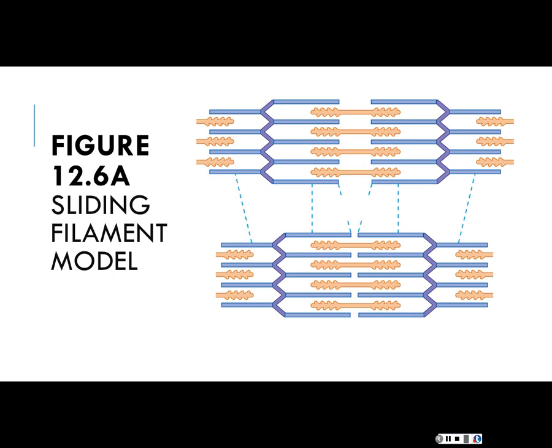And so where are we seeing the impact at? The H zone, and even in the I band, can you see a little bit? So it looks a little bit smaller compared. So yes, the visible distance does change, whether a sarcomere is undergoing relaxation or contraction.